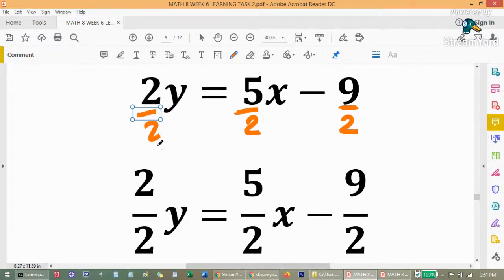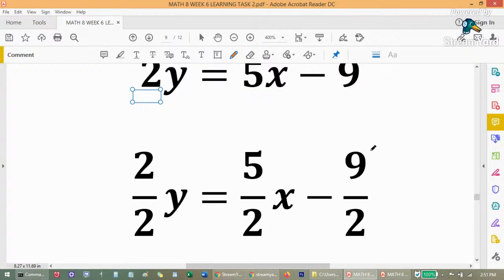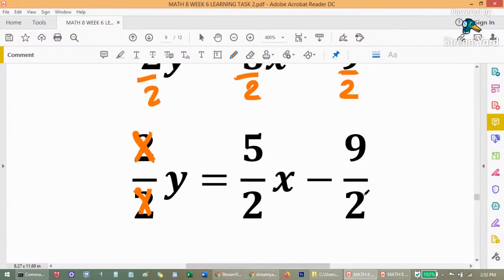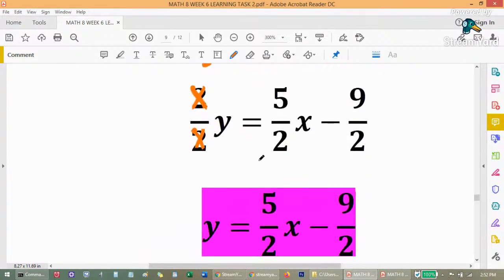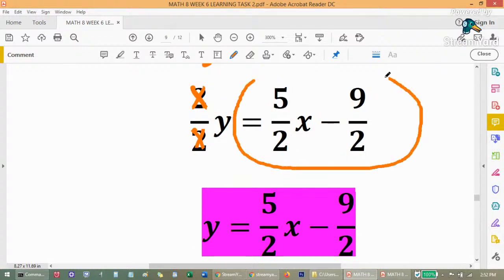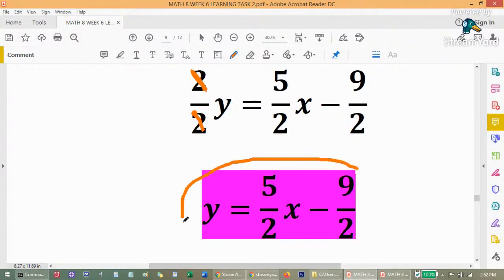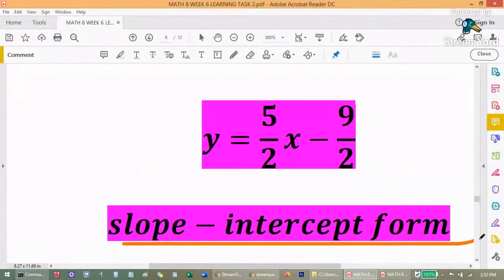So, mangyayari is ganito, 2. Okay, so 2 cancel with 2. And ang 5 over 2 is already in lowest term. Ganun din ang 9/2, lowest term. Therefore, ang ating final equation is y is equals to 5/2x minus 9/2. Okay, so this is our equation in slope-intercept form.